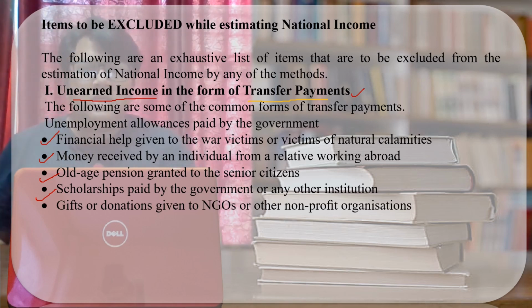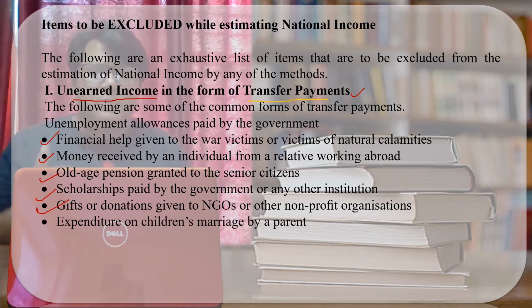The next is gift or donation given to NGOs or other non-profit organizations. It is also unearned income and it is nothing but a transfer payment. This is the money given to the NGOs so that they can carry out their charitable work without interruption, without pause. Clear? The NGOs have not earned it.